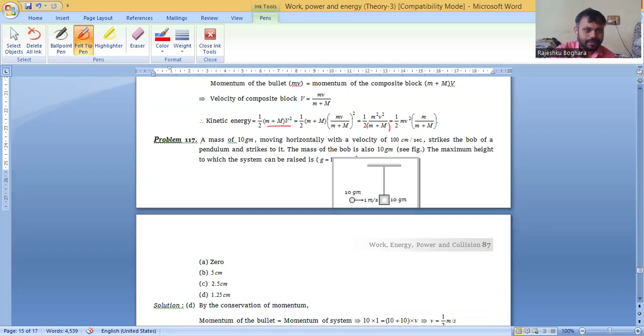Next, a mass of 10 gram moving horizontally with velocity 100 centimeter per second. So 10 gram, u1 equal to 100 centimeter per second means 1 meter per second, strikes the bob of the pendulum and sticks to it. The mass of the bob is also 10 gram. The maximum height to which the system can be raised, we have to find.